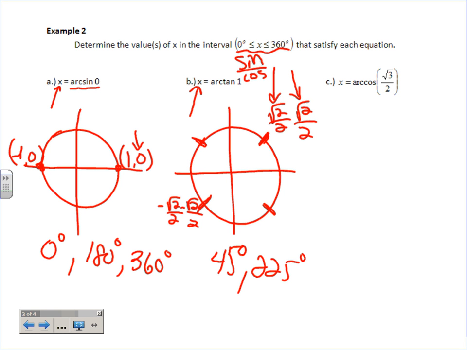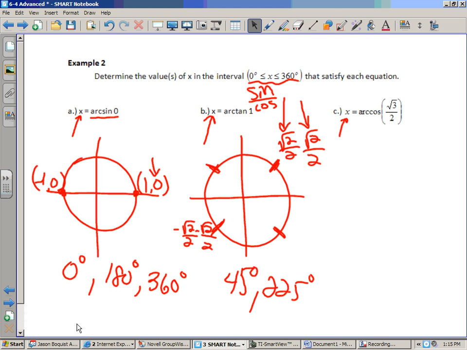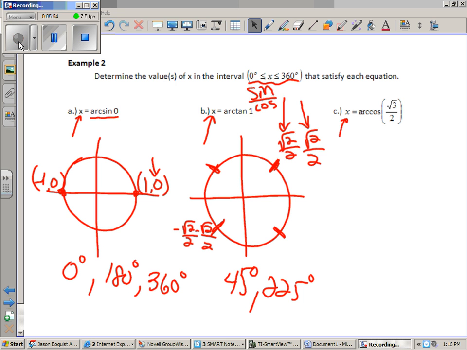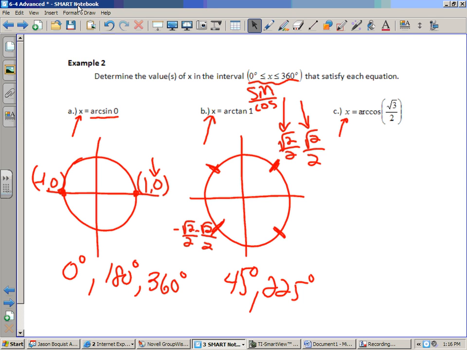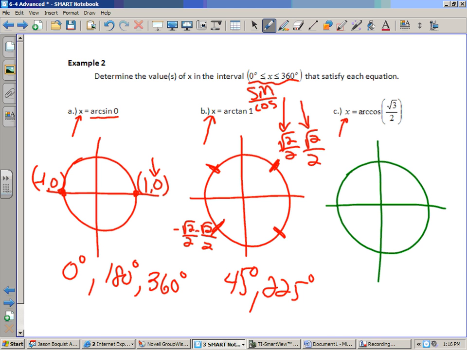Why don't you try letter C right now on your own? That's basically asking, whenever you see the arc on there, it's asking where is cosine square root of 3. That's asking where. So give me the angle. I'm guessing that was probably enough time. So it's asking where is cosine square root of 3. So it gets a little bit more complicated. Yeah, that's a pretty good one.